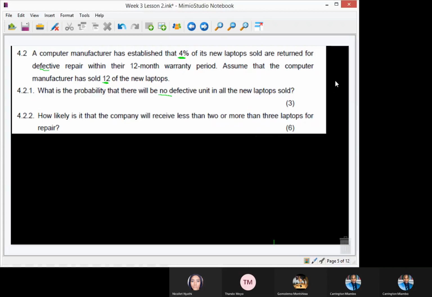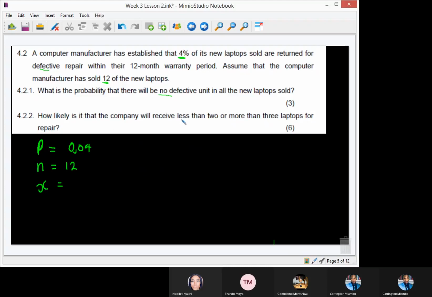let's write our P. Just make it bigger. Our P is equal to 0.04. Our N is 12. What about our X?